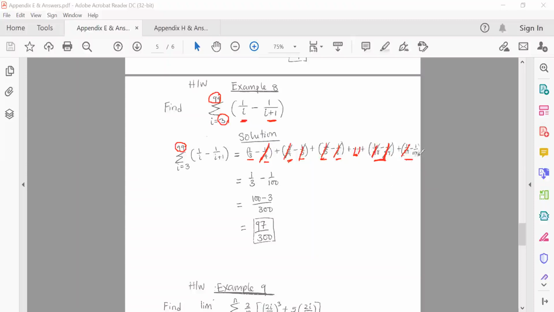The only thing that will be left untouched is 1 over 3 and minus 1 over 100. Let me just leave it in here. So the only terms that will be untouched are 1 over 3 minus 1 over 100. If you do that, you have 97 over 300. So knowing telescopic sum saves you a lot of time, because in the test, like I said, you could say i equals 3, 4, 5, 6, all the way to 99.